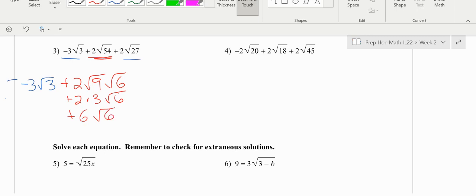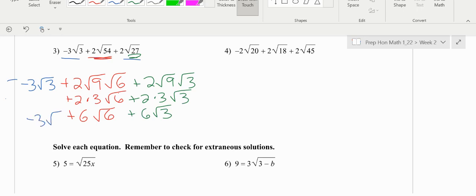And then the last one, I have 2 root 27. 27 would be 9 times 3, or 3 radical 3, or 6 radical 3. And so if I now look at the problem kind of like the one above, I'm going to see, do I have any like terms? I do. I have 2 radical 3's right there. So I'm going to go ahead and combine those together.